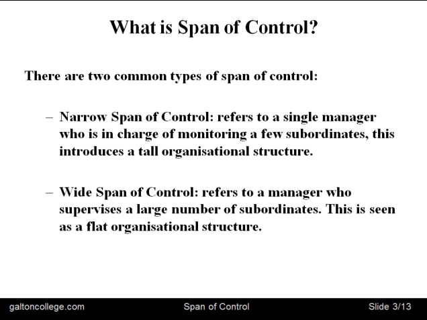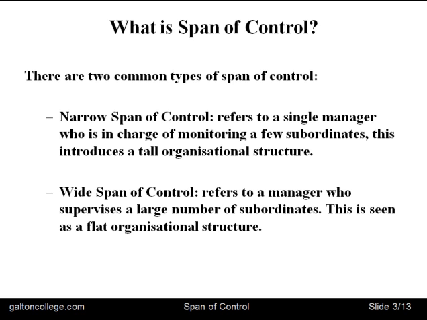But because there are few workers reporting to each manager, it's a tall organization. Tall means different layers above the production layer. So a tall organization will have specialist departments, HRM, marketing, purchasing, and so on. So a narrow span of control, few workers per manager.